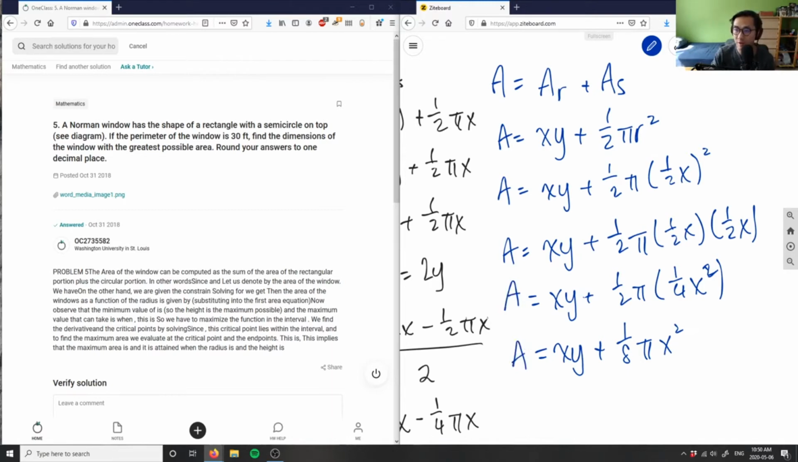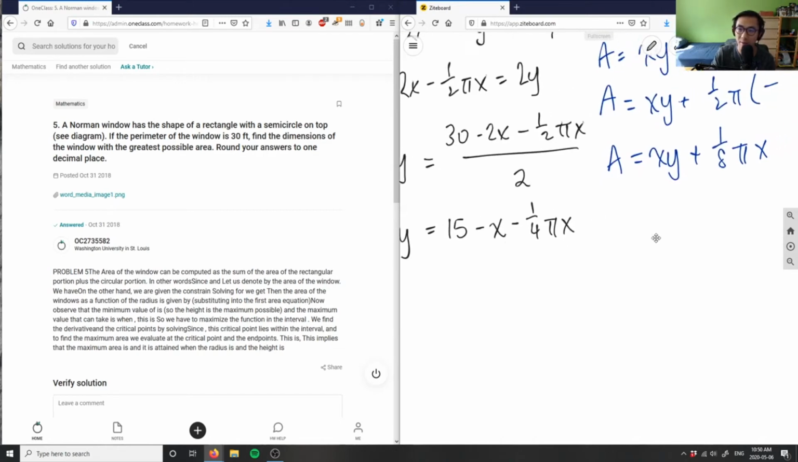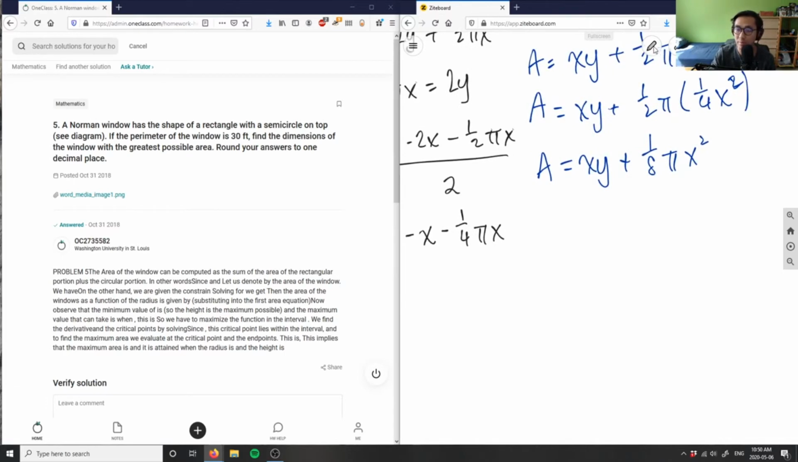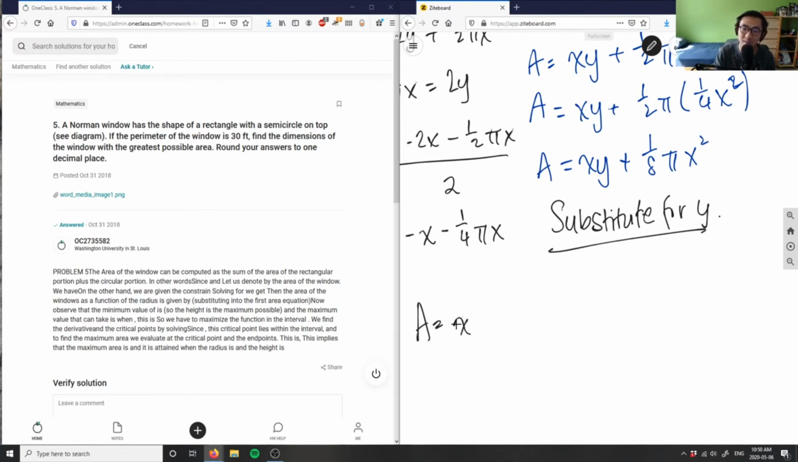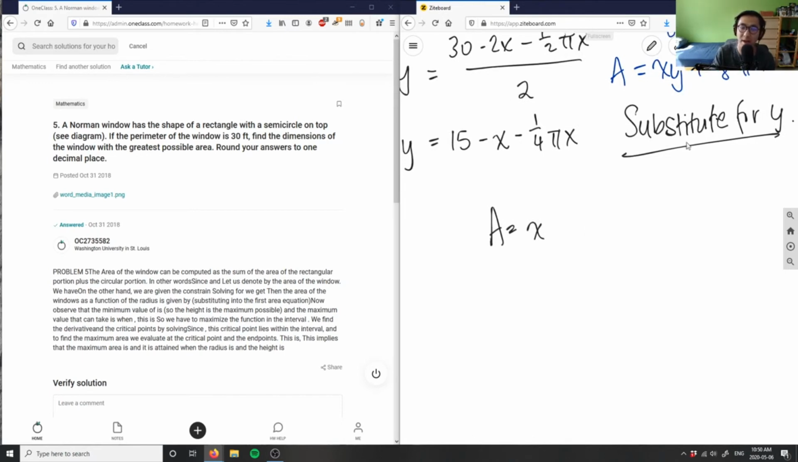As you can see, I have two variables here, and what I'm going to do is a substitution, right? I have my y here already. I'm going to substitute my y in for this y, so I have everything in terms of x here. So let me just do a substitution. So I'm going to say here, substitute y for y here. So I'm going to say here A equals x times y here, which is this 15 minus x minus 1/4 pi. So 15 minus x minus 1/4 pi x.